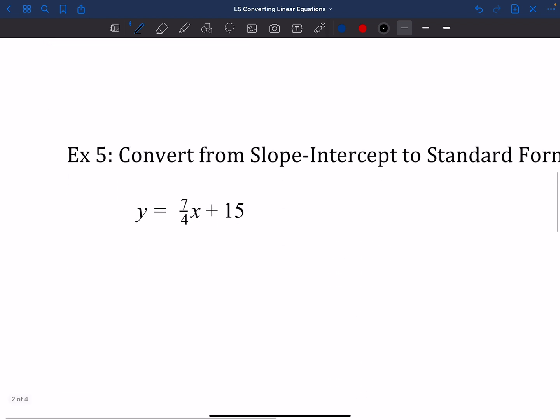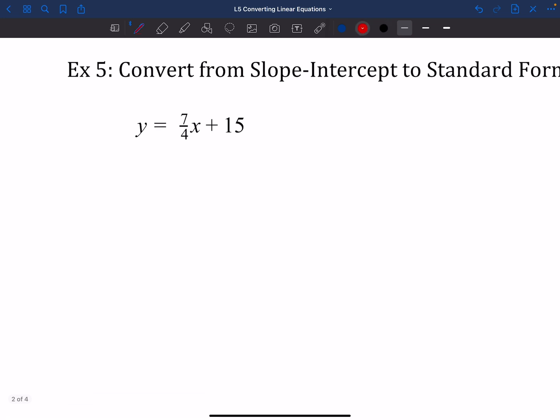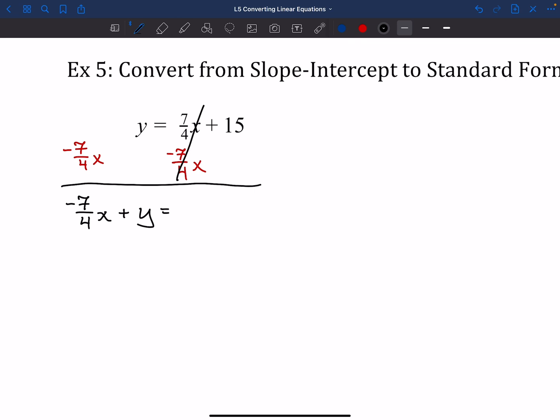Okay. One last one like this. Oh boy. This one might be a little bit of a doozy, but let's talk it through. So what we're going to do is we're going to start by moving those x's over to be with the y's. Right, so again, I'm going to subtract 7/4 x from both sides. All right, so we'll have negative 7/4 x. The y was positive, so we'll say plus y. And then on the other side, we're left with just a positive 15.